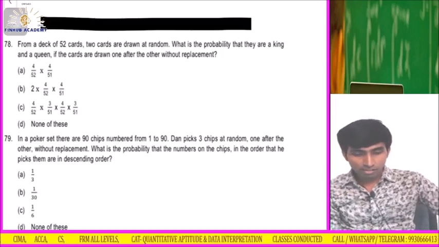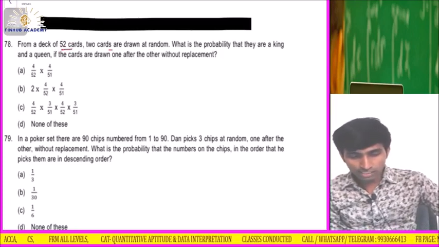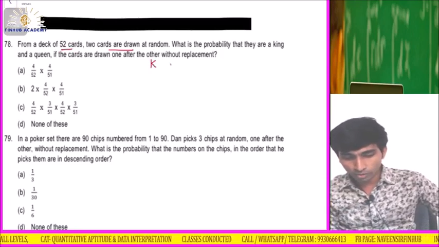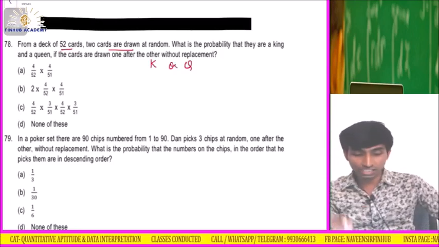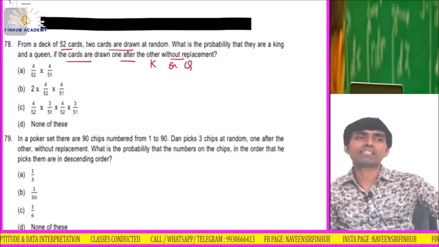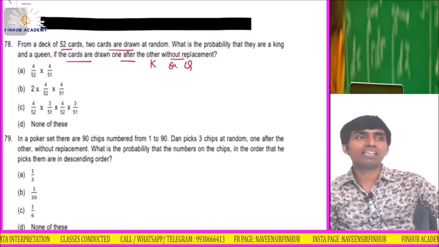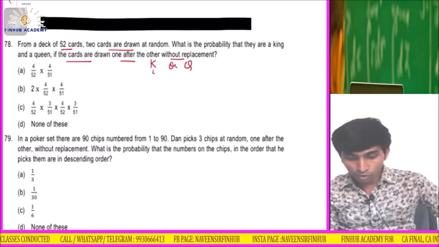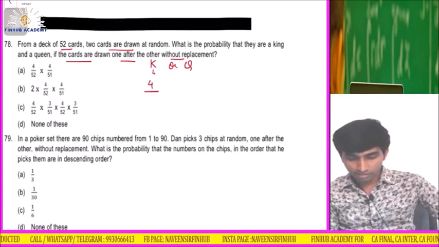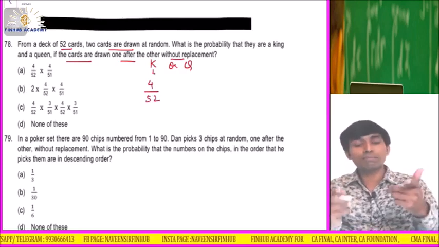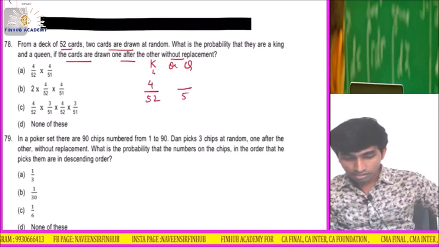Understand this. From a deck of 52 cards, 2 cards are drawn at random. What is the probability that they are king or queen? Either they should be king or they are queen. If the cards are drawn one after the other without replacement, this is important. There are 4 kings out of 52 right now, but they have not replaced. So the remaining cards are what?